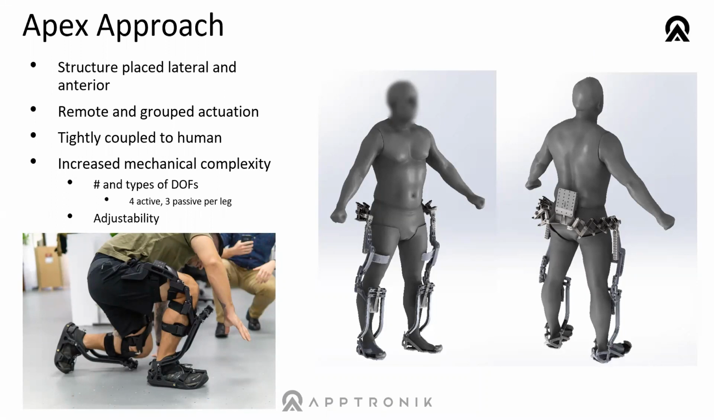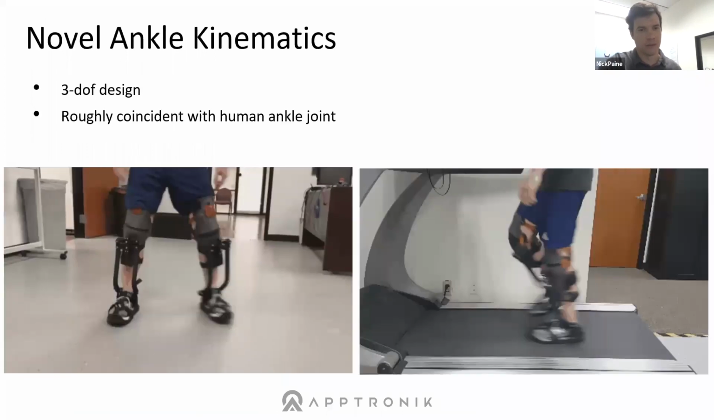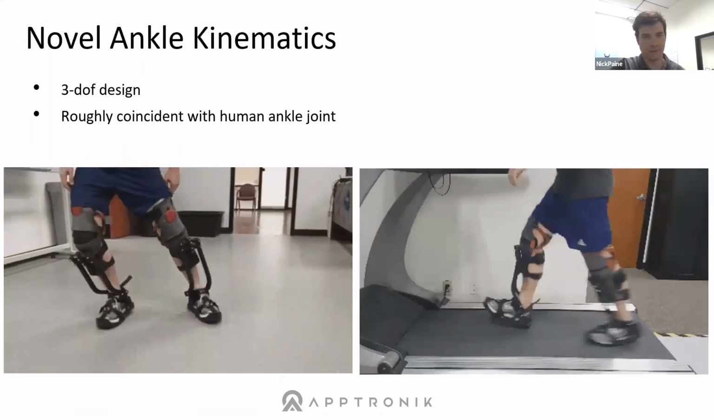And because of that increased coupling, that places a more strict requirement on matching the human's kinematics. So that drives us to a bit more complexity in terms of the joints that we use. Not using just pin joints, but some more complex joints. And then we increased degrees of freedom in the leg to add a third degree of freedom in the ankle joint. So this is a roll pitch yaw in the ankle. And then of course, working with humans, you need to have adjustability to match different form factors.